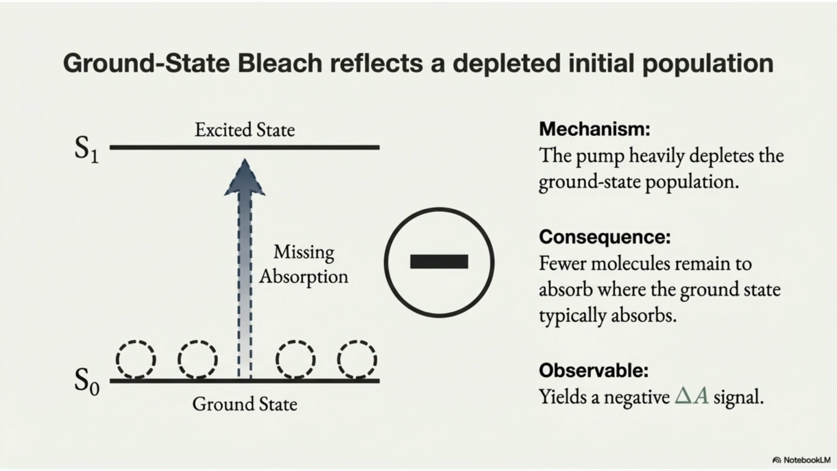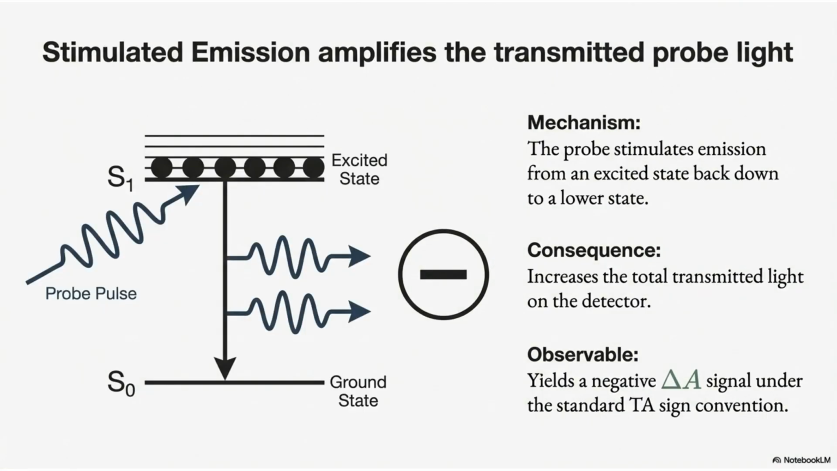Ground state bleach reflects a depleted initial population. The pump heavily depletes the ground state population, leading to fewer molecules available to absorb. This yields a negative delta A signal. Stimulated emission amplifies the transmitted probe light. The probe stimulates emission from an excited state back down to a lower state, increasing the total transmitted light and yielding a negative delta A signal.